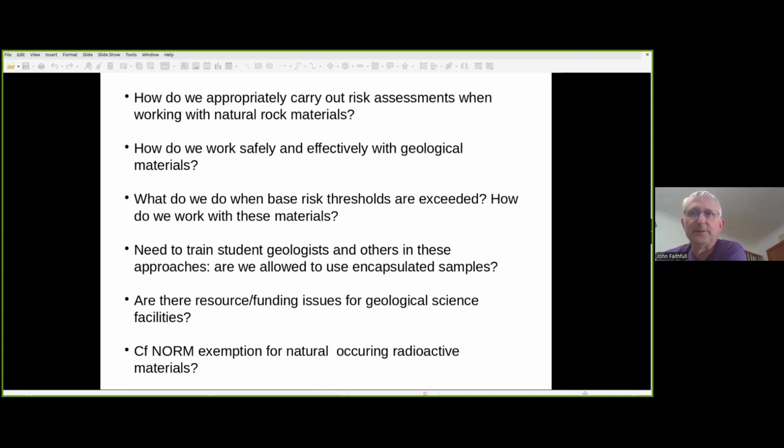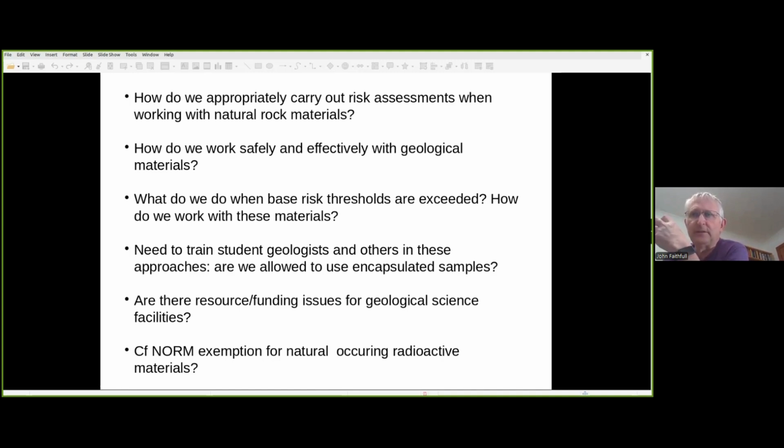How can we work with those materials? We need to be able to train others to use these materials. We need to be able to show that we can safely use materials which may have been identified as being hazardous. There are resource and funding issues for us.